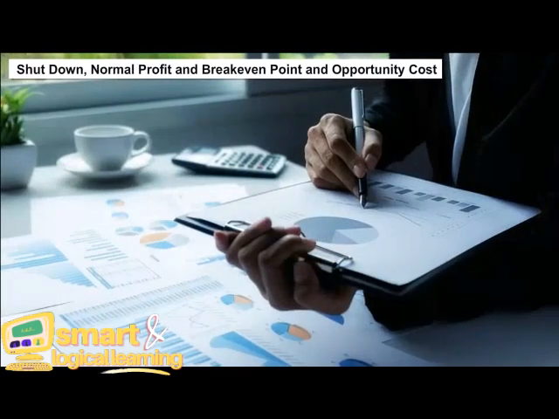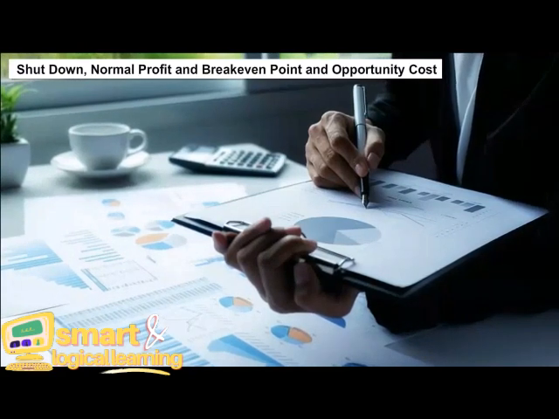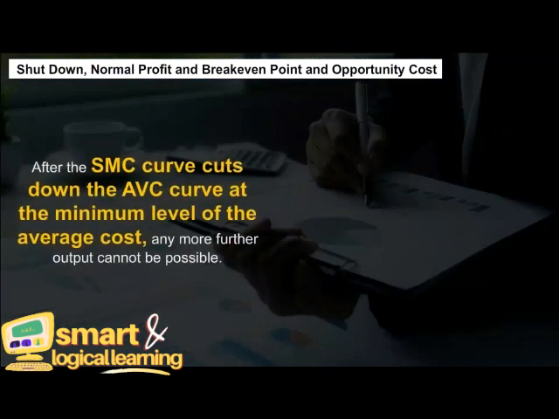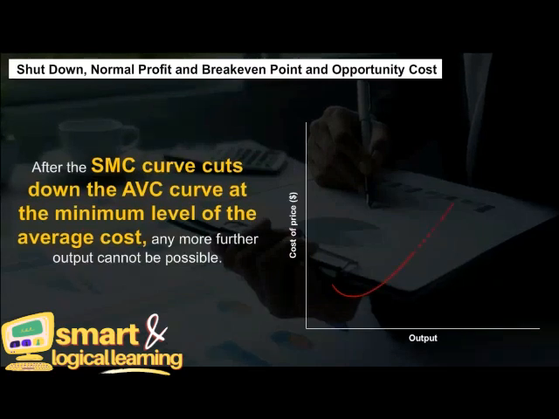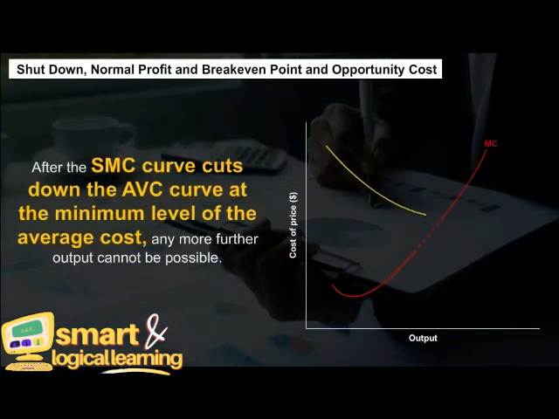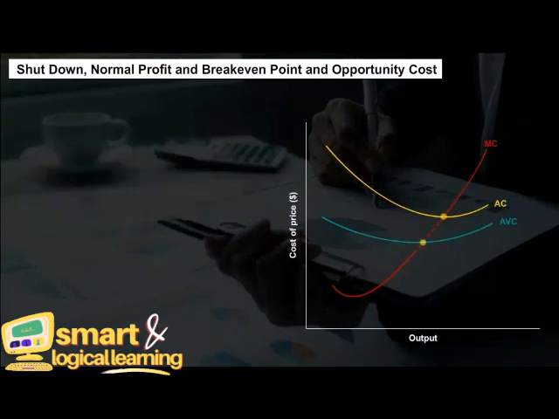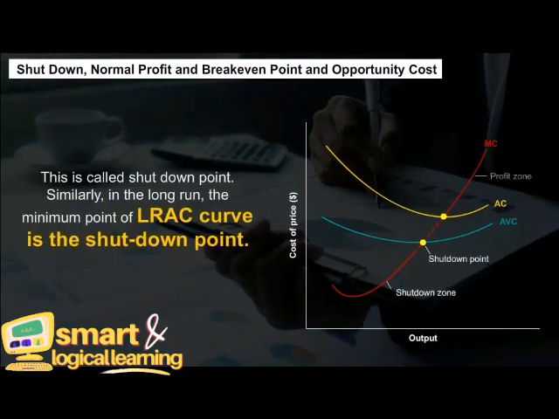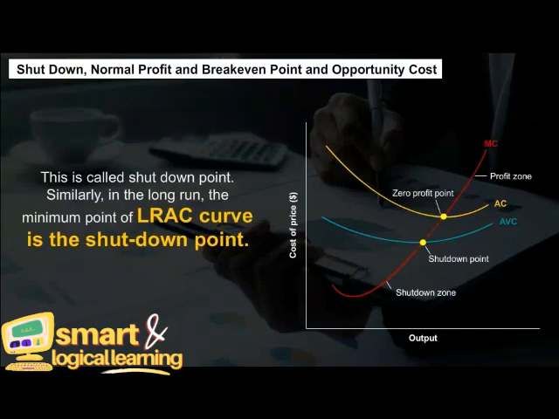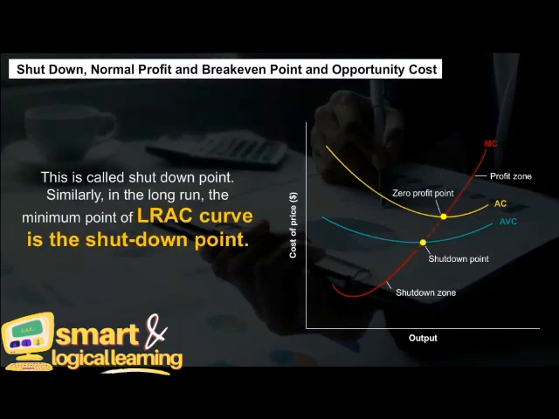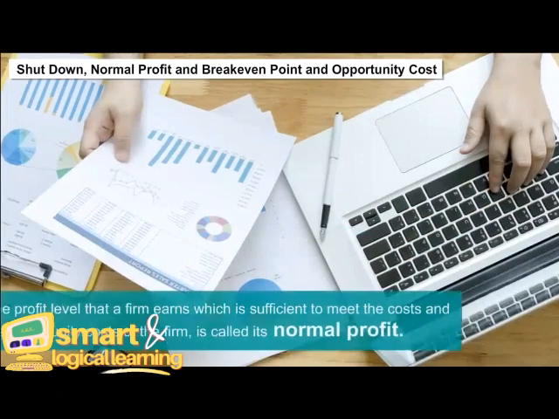Shutdown, normal profit, break-even point and opportunity cost. After the SMC curve cuts the AVC curve at the minimum level of the average cost, any further output cannot be possible. This is called the shutdown point. Similarly, in the long run, the minimum point of the LRAC curve is a shutdown point.